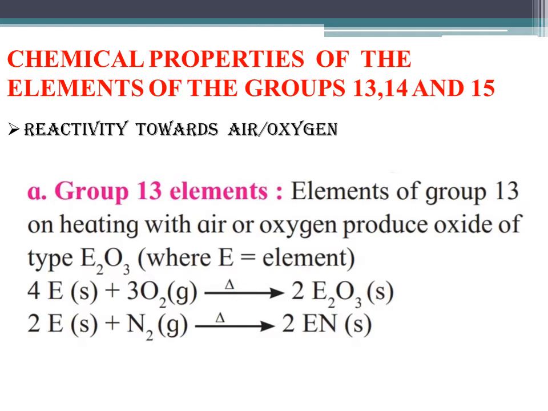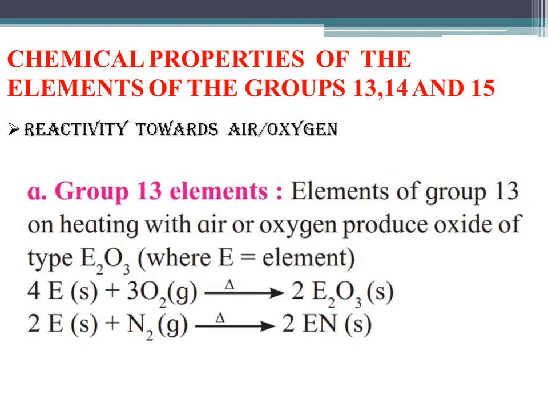So when it is reacted with oxygen, or when it is reacted with nitrogen, it will lead to the formation of some oxide. My dear students, over here you can see above the arrow there is a symbol given in a triangular shape. That symbol represents heating. So when a particular element is heated either with air or oxygen, it leads to the formation of some oxide. Now students, let us understand how this E2O3 is formed.